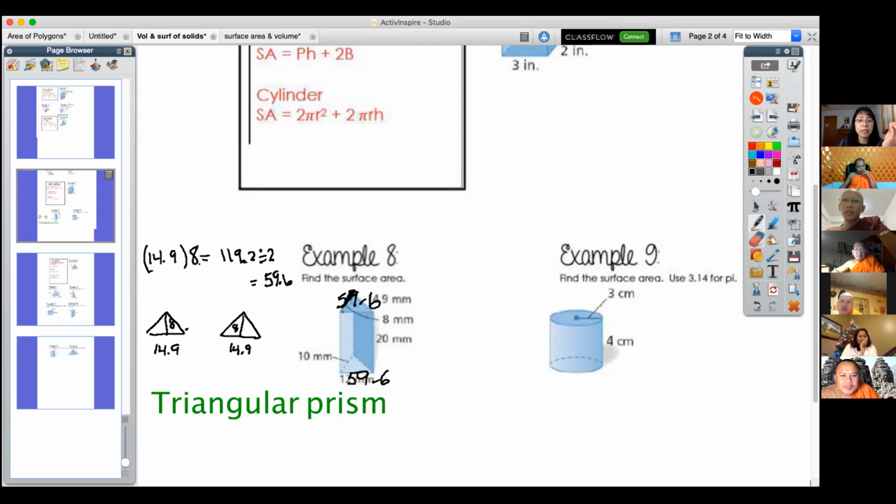Because there is a top and a bottom, now we find the triangular prism's wrap-around, about 3 pieces. Look at the sizes. 10, and what's the height? 20. You cannot multiply by 3 yet because each one is different. This one is 12 by 20.